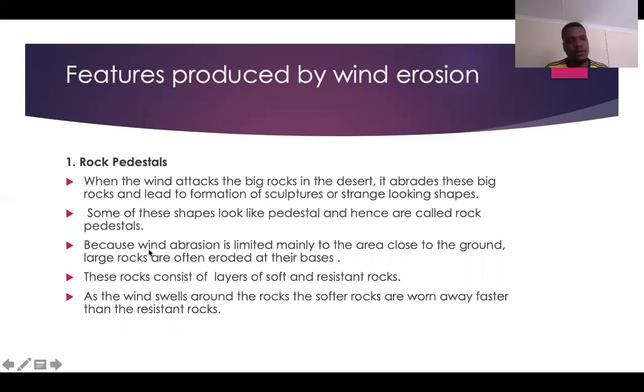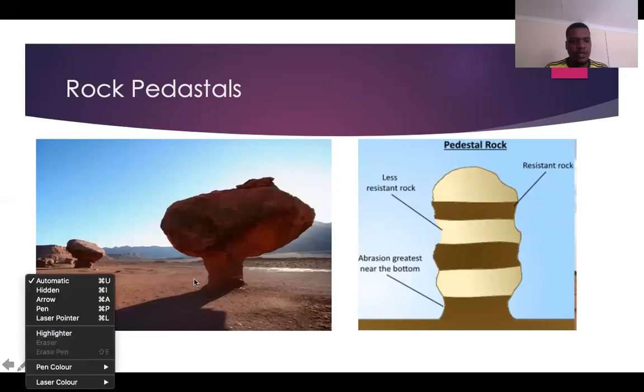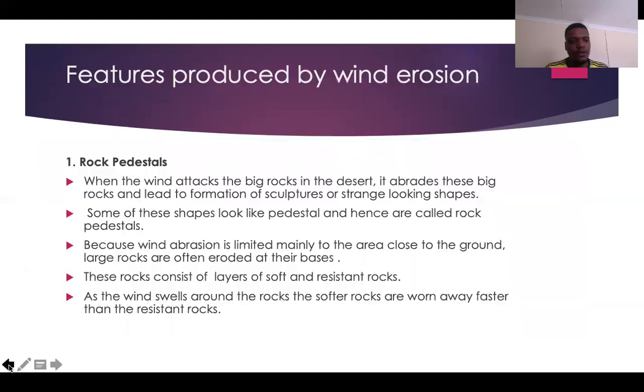Because wind abrasion is limited mainly to the area close to the ground, the large rocks are often eroded at their base. So we are saying that wind erosion is limited to the area in these regions here. So there will be more erosion in these sections here than there will be in these sections here. That's what we are talking about.